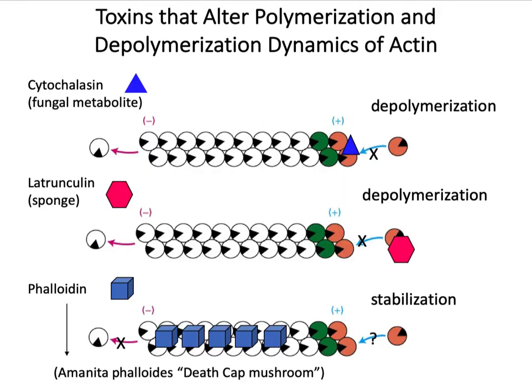Because of this treadmilling, there are some interesting toxins that you can use to assess the role of actin in certain cellular functions. One of these toxins is known as cytochalasin. It is a metabolite from a fungus, and what is interesting about this small molecule is that it causes depolymerization of actin. If you treat cells with cytochalasin, in a very short time all of the filamentous actin in the cell will become depolymerized.